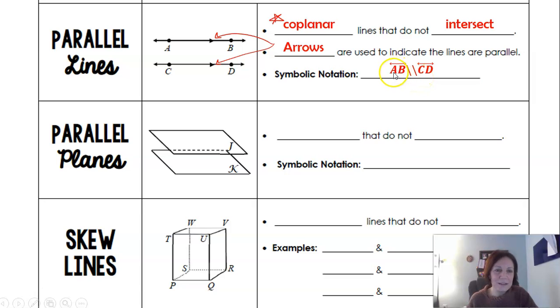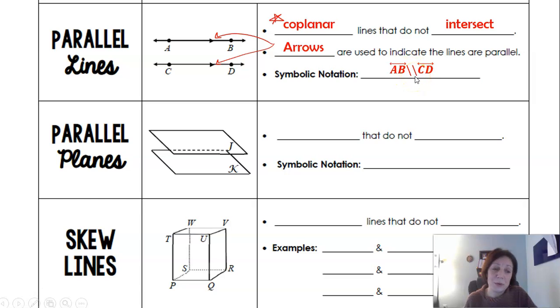So see how this is written? Line AB and line CD, and in between is this symbol that looks like a teeny tiny pair of parallel lines. So this is read: line AB is parallel to line CD. So we replace the words "is parallel to" with this symbol.